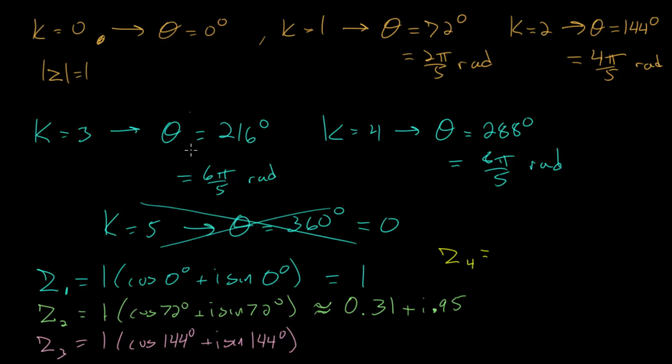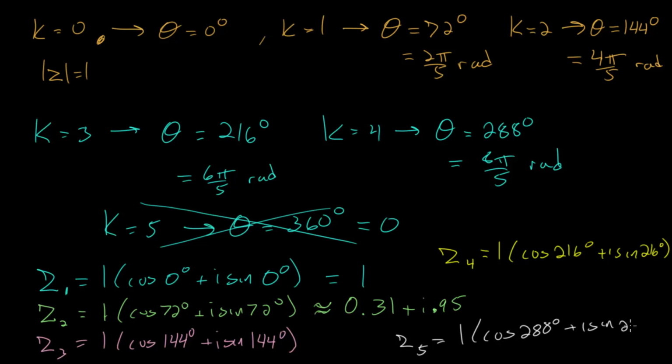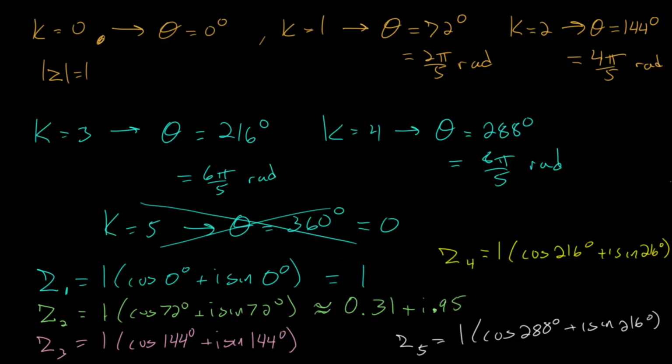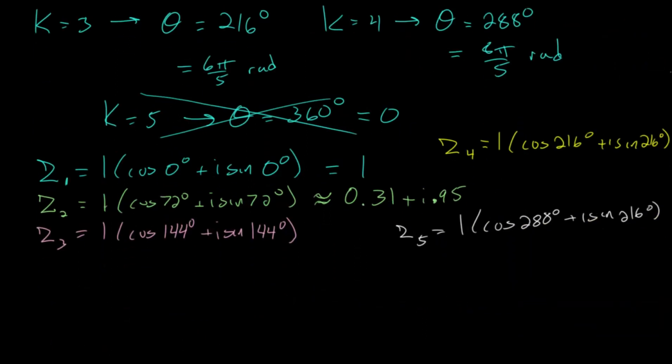For z4, we are using the 216 degree angle. This will be our fourth solution to that equation. Again, you can write its rectangular form if you choose so. And the last solution uses the angle of 288 degrees. Or if we want, we can put all of these into radians. And in fact, when we use radians, it's a little bit clearer what's happening on the unit circle.